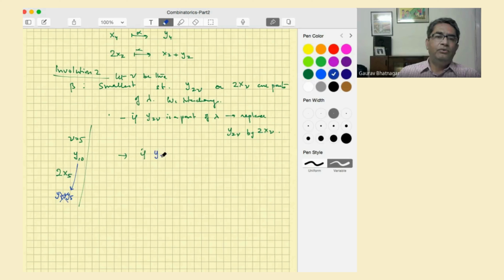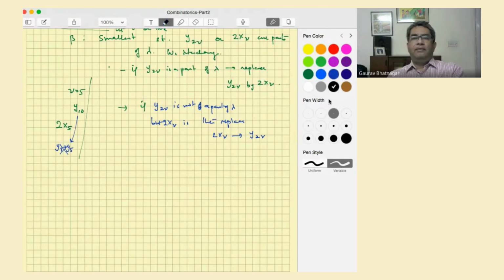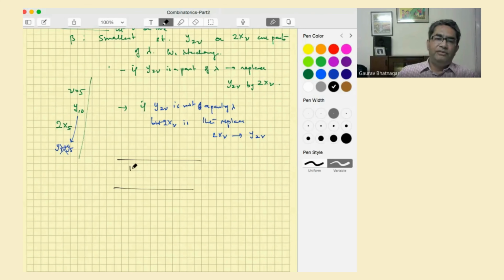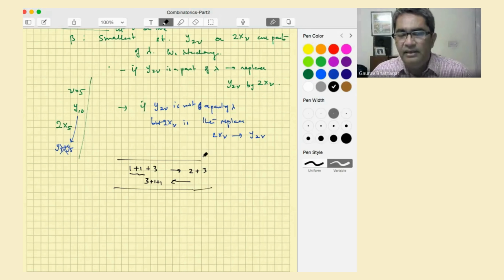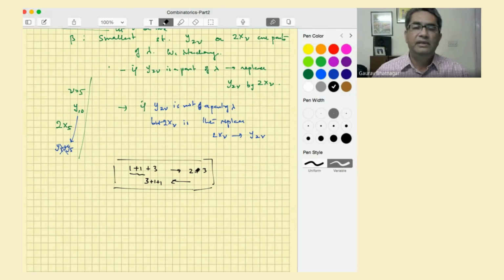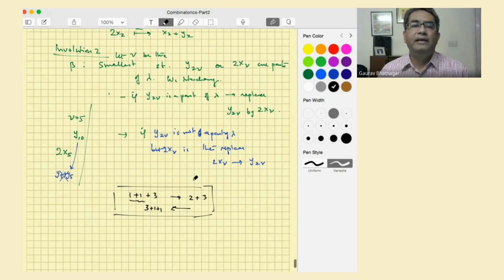And so if y2 new is not a part of lambda, but 2 times x new is, then replace 2 times x new by y of 2. So if you remember, just recall, we were doing this kind of thing. We were saying that 1 plus 1 plus 3, and then we were replacing these by 2 plus 3 in an old proof. So we were clumping them together. And we were taking even parts and then breaking it into two parts. So we did this in bijection earlier, long back, for odd to distinct. This was all odd parts, and then whenever it was repeated, we kept clumping it together, it became distinct at some point. So similar idea, in fact, the same idea.